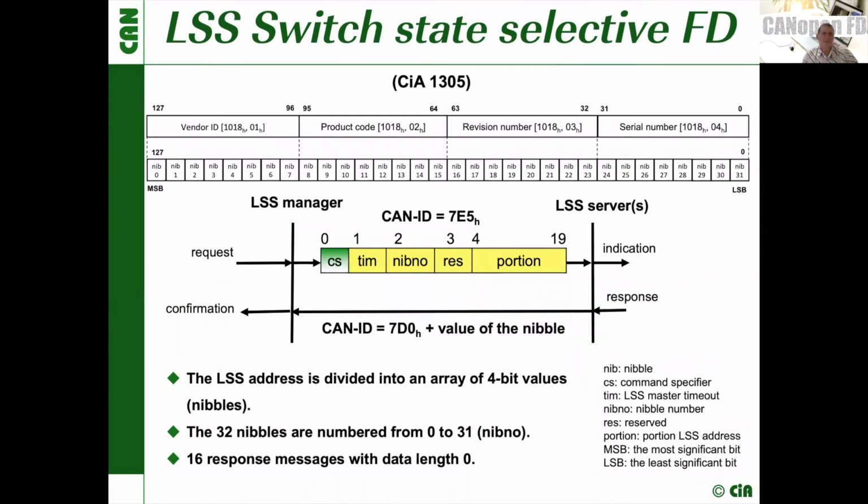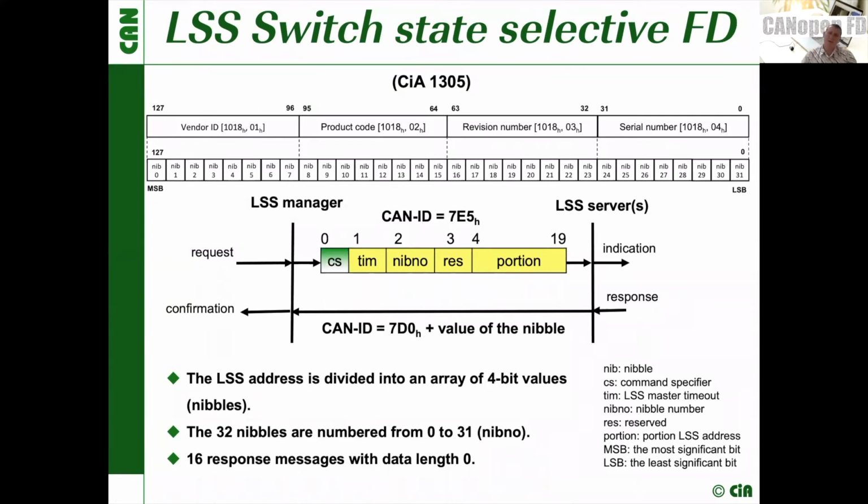And you see here, you propose maybe a certain subset, therefore a portion of the entire LSS address. And you ask, okay, is your LSS address identical maybe to the first three nibbles of the LSS address I'm proposing here in the portion field? So I give you some meta information, which nibble we are currently analyzing. I give you some timeout value, how long the LSS manager is waiting for answers.